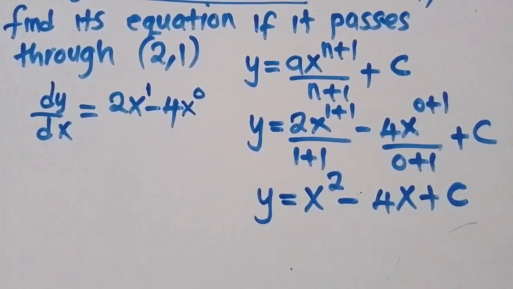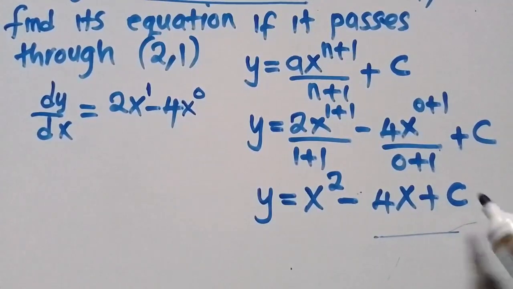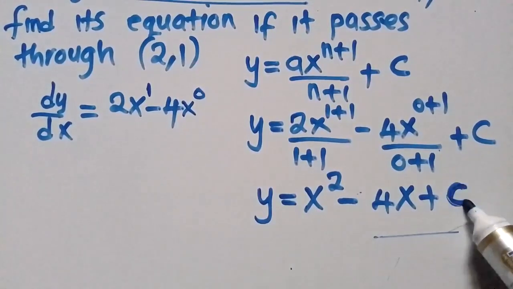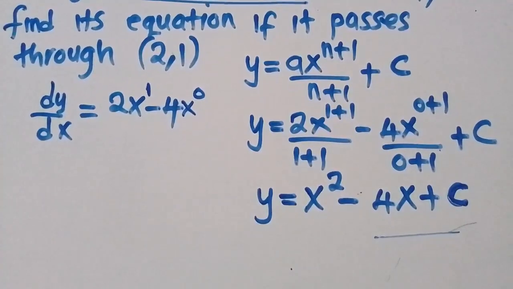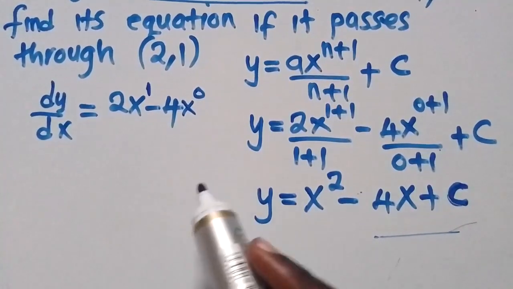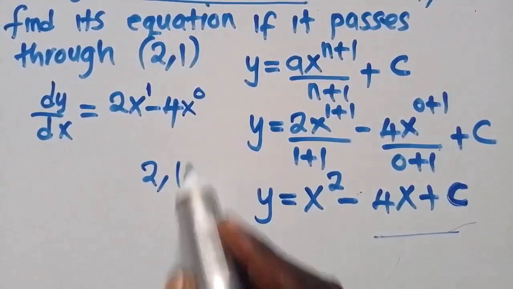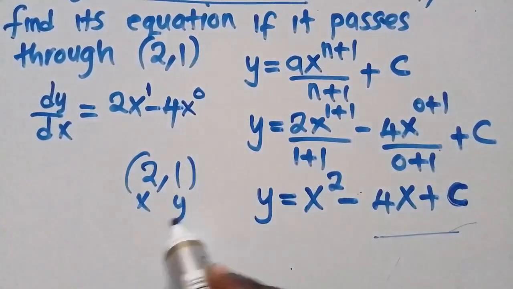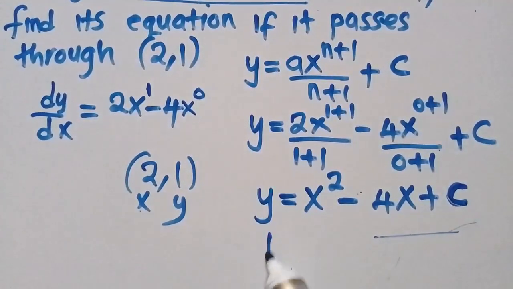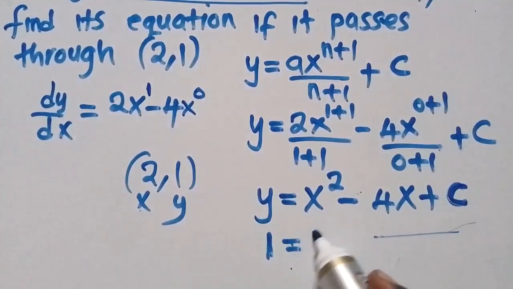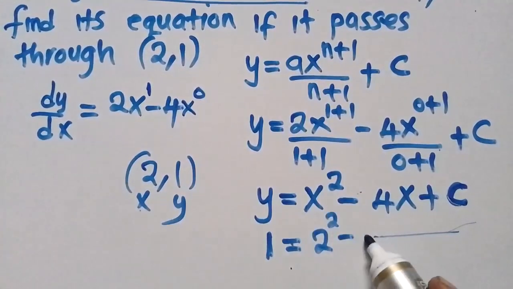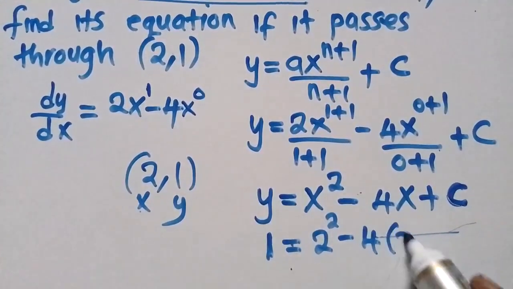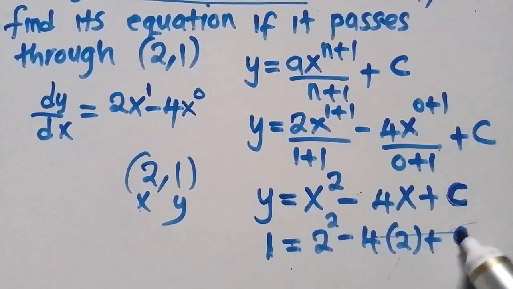But in the question, we are not only asked to integrate. We are asked to find its equation, so we also need to know the value of c. How can we know the value of c? You are given a coordinate (2, 1), so this is x, this is y. Where there is x, put 2. Where there is y, put 1. So 1 is equal to 2 squared minus 4 times 2 plus c.